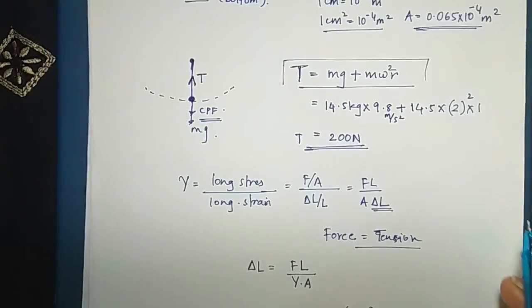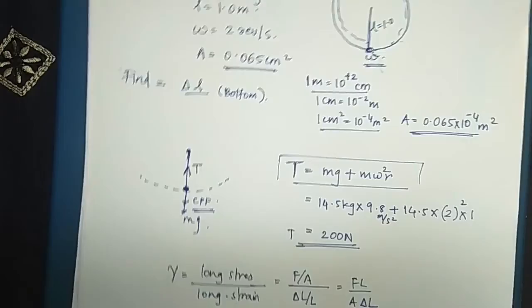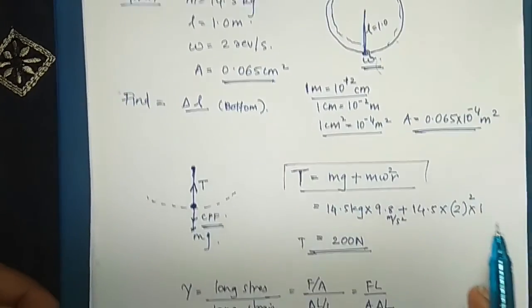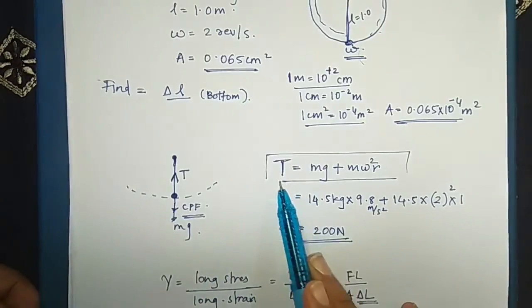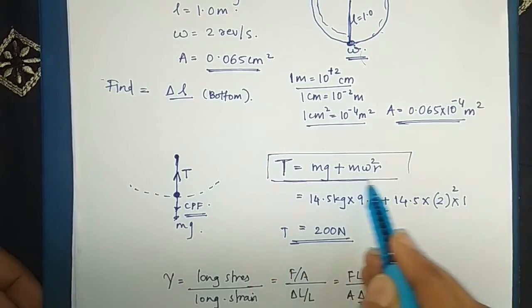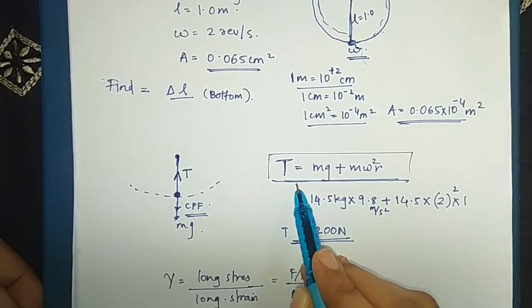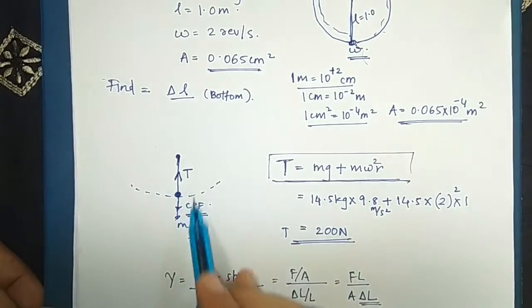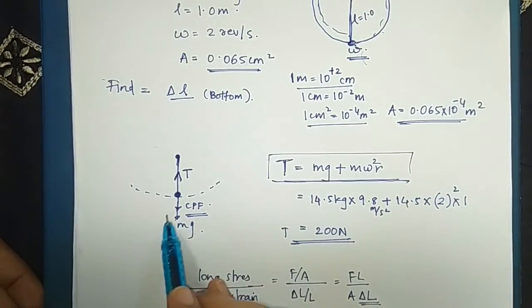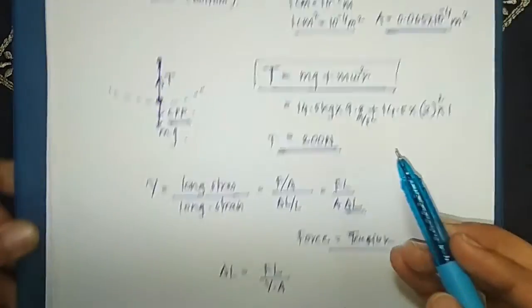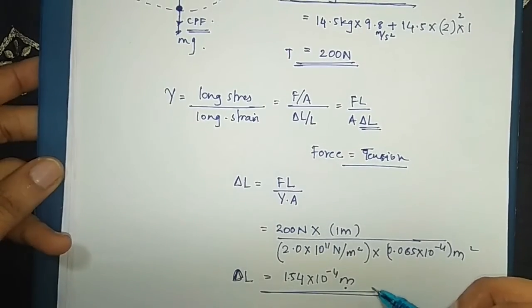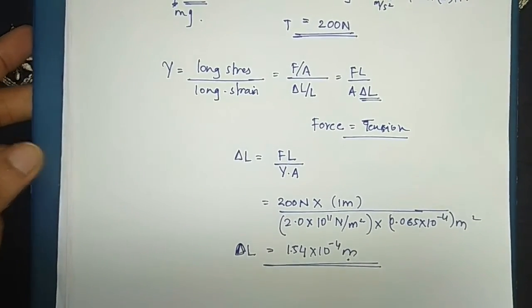In this problem, you just have to make sure that you can derive and get into this formula properly: the tension is balancing the mass as well as the centripetal force. After that, it's easy, you are just plugging in the values and getting the answer for the elongation.